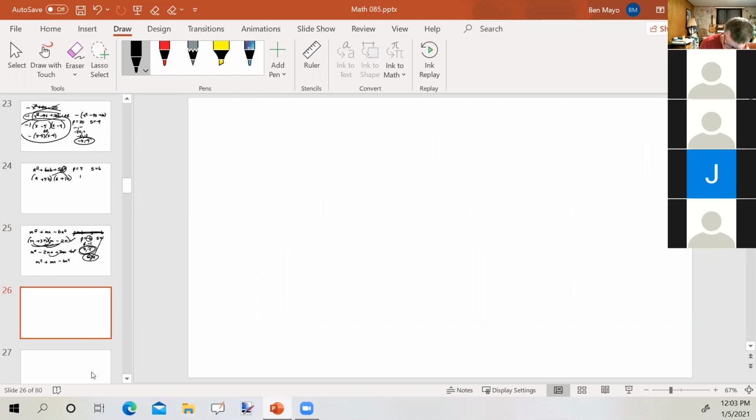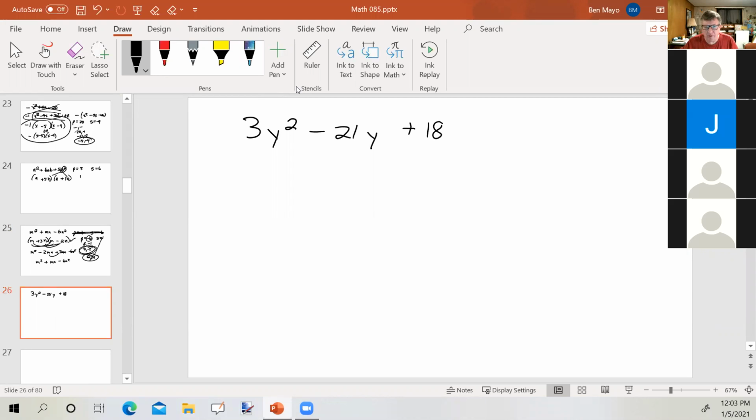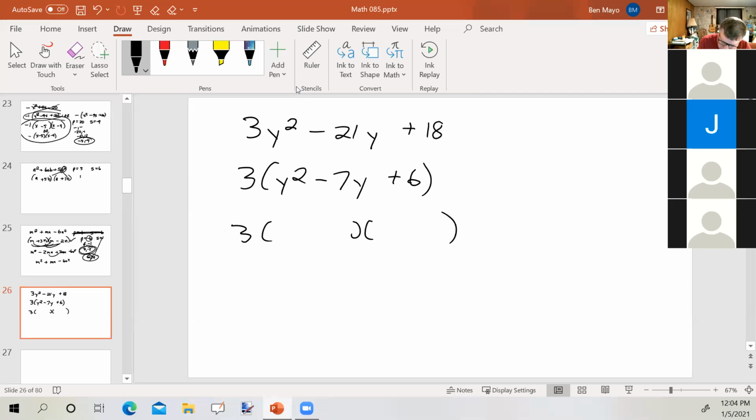Now, 3y squared minus 21y plus 18. Here we have a trinomial in standard form, but it has a greatest common factor that we can take out, which is a 3. So our first step is going to be to take out that greatest common factor. Now we're going to look at the trinomial that's remaining and see if we can factor it further. Well, the y squared would get split up like that. The product is 6, and the sum is -7.